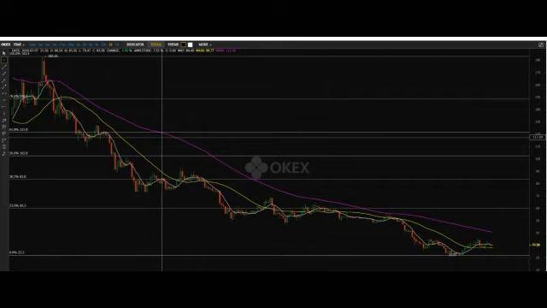Apart from that, I prefer using this on the daily chart. Why on the daily chart? Because a Fibonacci retracement tool gives me a clear idea about how the market's going to proceed.